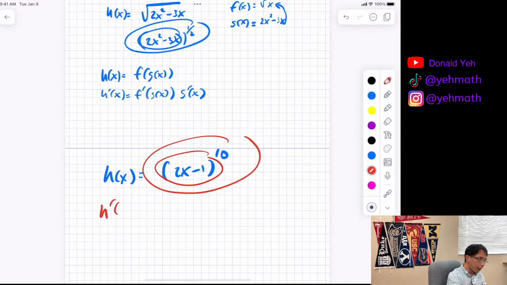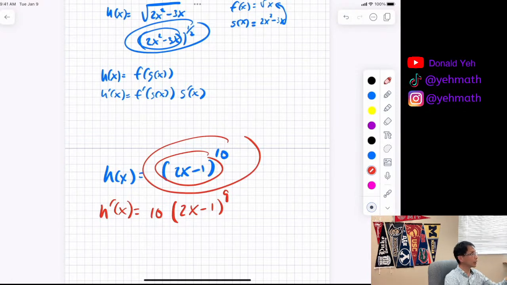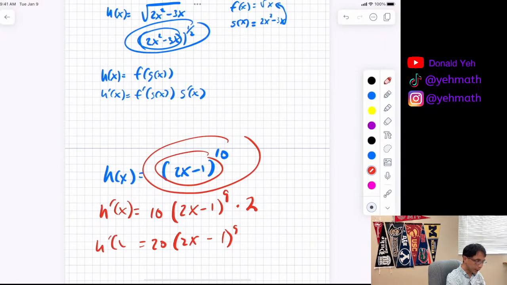So h prime of x is going to be, just take a derivative of x to the 10. What's the derivative of x to the 10? 10x to the 9. But except the x is not x. The inside is still intact. The sugar part is still there, right? 2x minus 1 to the 9. Does that make sense? Now I'm going to take a derivative of the inside, which is the sugar part, which is 2. And the answer is 20 times 2x minus 1 to the 9. And that's it.